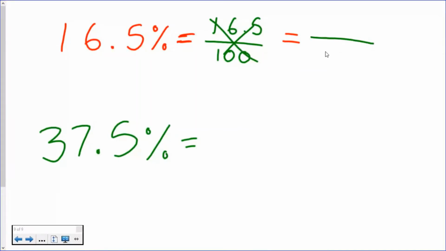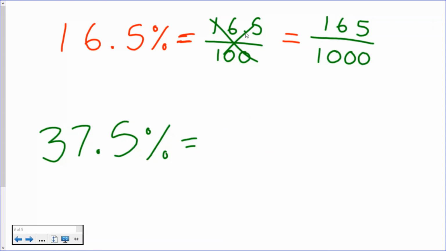What I could do, though, to make life easier and not see the decimal point, is take 16.5 times it by 10, which means I'd also need to times my denominator by 10. Suddenly, I have found a fraction equivalent to 16.5%, and it's 165/1,000ths.